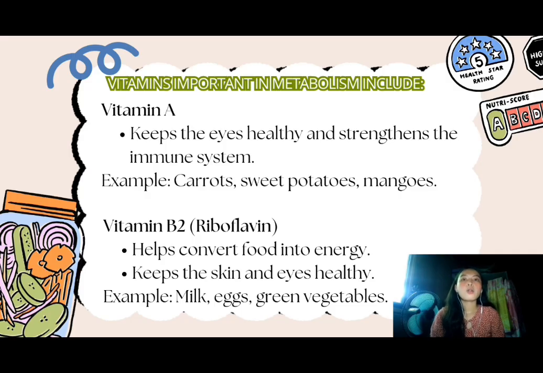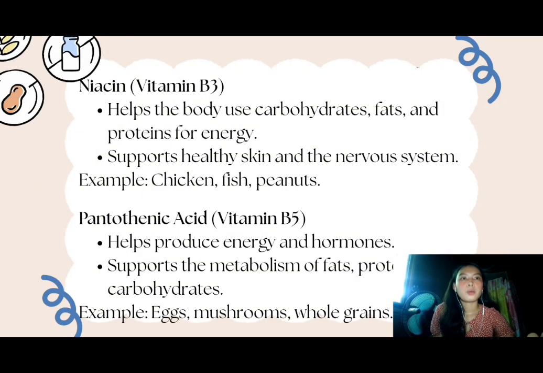Next is vitamin B2 or riboflavin. It helps convert food into energy. It keeps the skin and eyes healthy. Vitamin B2 or riboflavin is found in milk, eggs, and green vegetables.